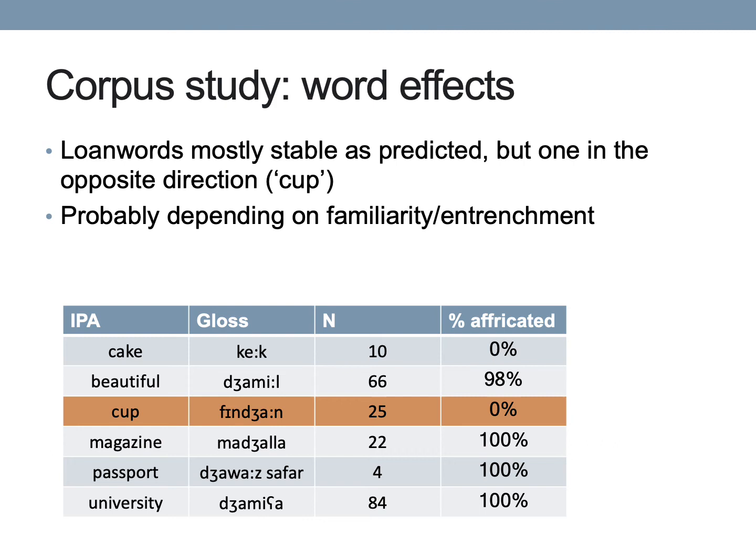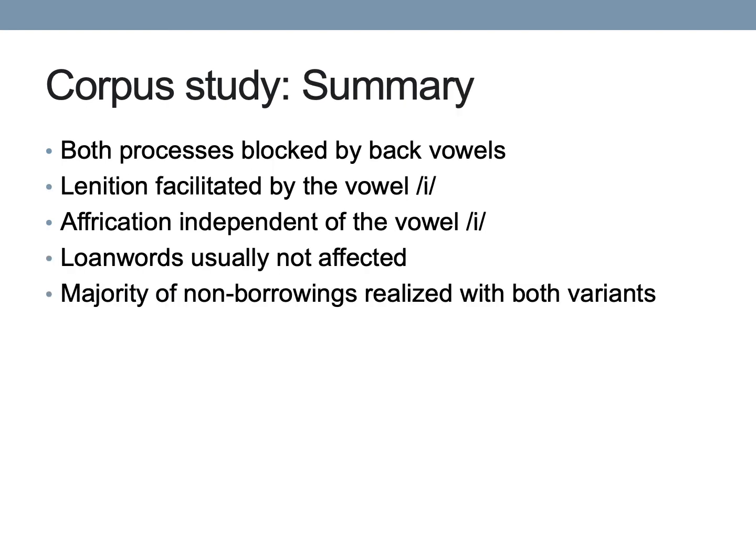In the case of borrowings, they mostly confirmed the prediction based on previous studies and remained almost entirely stable in the predicted direction, that is, realized with the stop k or the affricate j. However, the word cup was an exception, as it was not expected to undergo lenition, and yet it did in all 25 tokens.